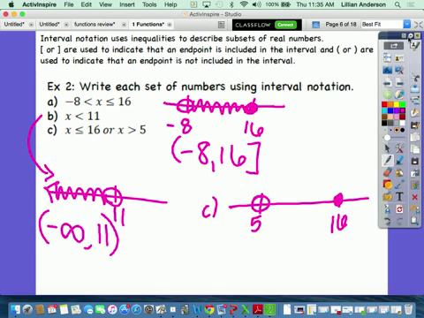So, less than 16 would be going this way, and then greater than 5. So it's trying to trick you because it's going both ways. It's an "and" actually. No, it's an "or".